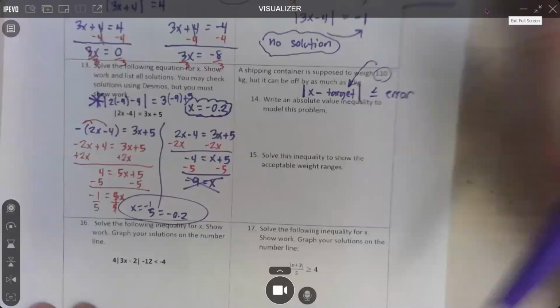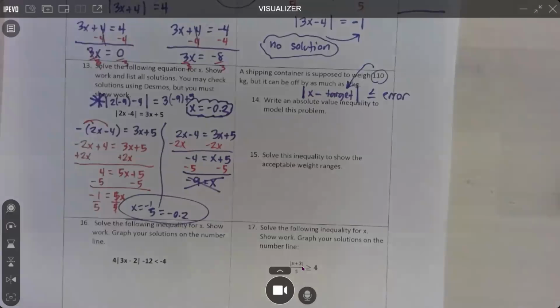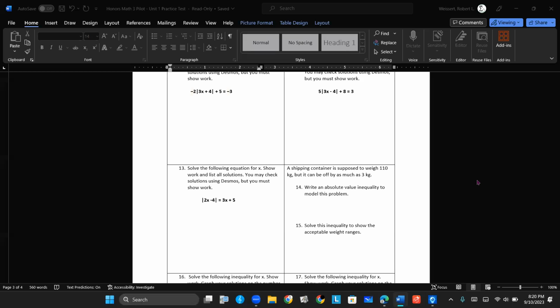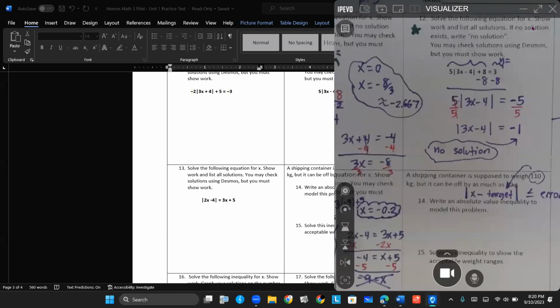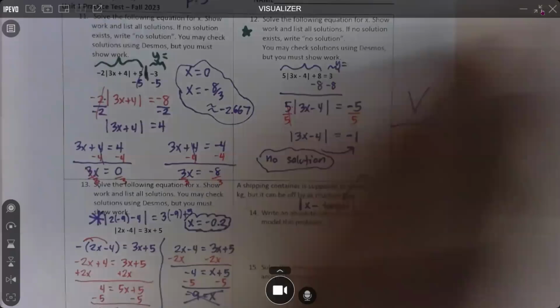I can't even read that. Hold on a second. All right, I had to pull up my recording. My document says 3 kilograms. So let's go ahead and make sure we fit that in there.